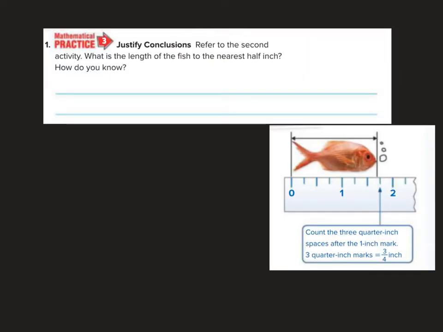Okay, refer to the second activity. What is the length of the fish to the nearest 1/2 inch? Okay, so we're not going to look at the tiny ones. We're going to either look at 1, this is 1 1/2, or 2. So what's it closest to? 1 1/2 or 2? It's between those two, right? It's right here, between 1 1/2 and 2. What's it closer to? 1 1/2 inches is what it's closer to.